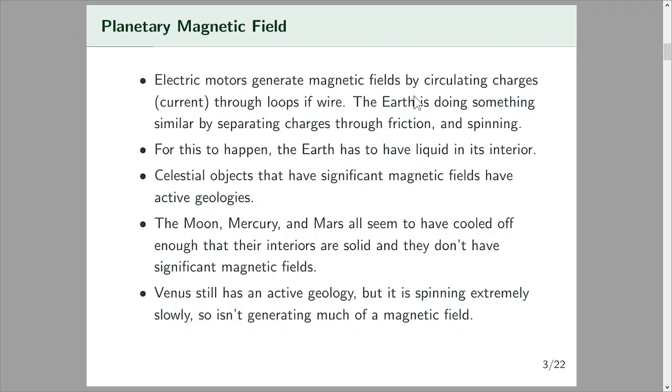And so celestial objects that have significant magnetic fields, it tells us they have active geology, some kind of molten stuff going on in their interior, and that's a clue about other planets and moons, for example, which we'll talk about later. The Moon, Mercury, and Mars all seem to have cooled off enough that their interiors are solid and they don't have significant magnetic fields, just very tiny ones. Venus has an active geology, but it's not really spinning. Venus's day is like 220 Earth days. It turns very slowly on its axis, so it doesn't have a significant magnetic field because it's not spinning much.